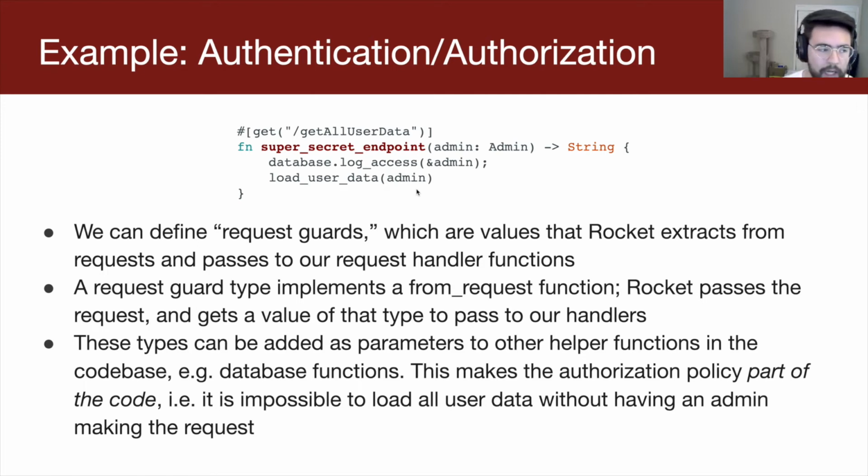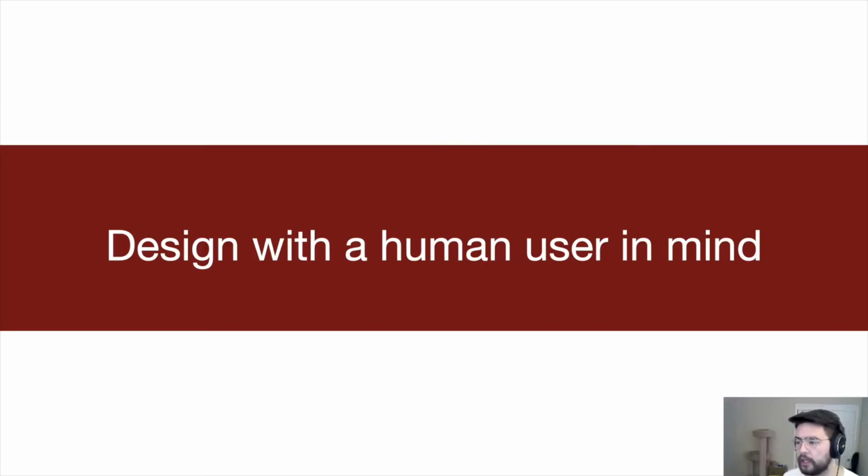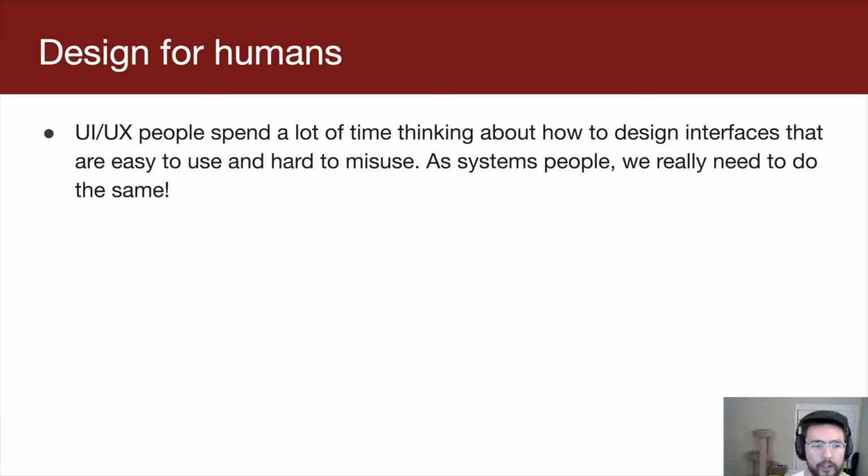All right. So yeah, that's expressing what you mean in the code itself, as opposed to translating in your head down to these primitive types and then trying to comment, here's how you're supposed to use all these things. Kind of related is the second thing that I wanted to talk about, which is design with a human user in mind. UI and UX spend a lot of time thinking about how to design things that are easy to use and hard to misuse. And I think this is a really important lesson for systems people as well.